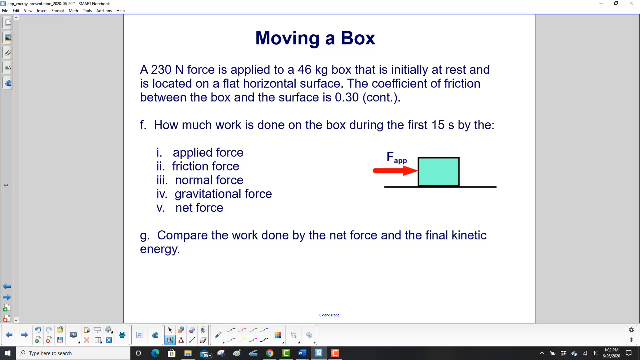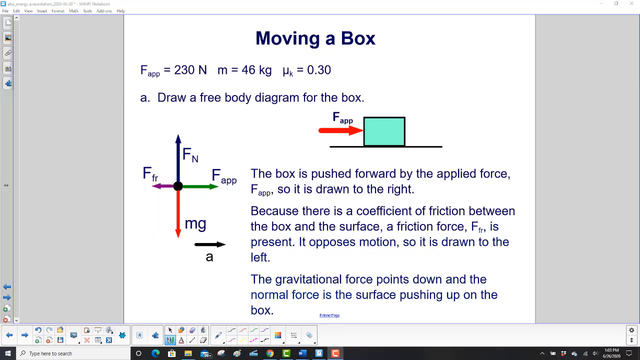How much work is done on the box during the first 15 seconds by the applied force, the friction force, the normal force, gravitational force, and net force? Compare the work done by the net force and the final kinetic energy. First, draw a free body diagram for the box.